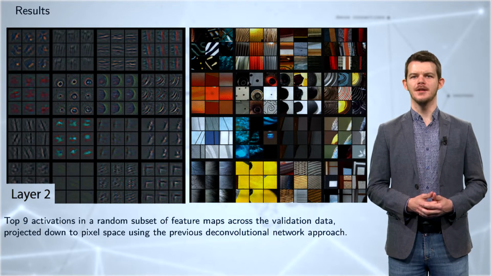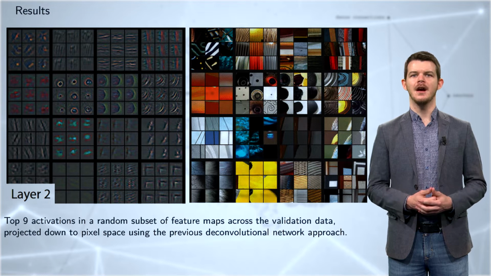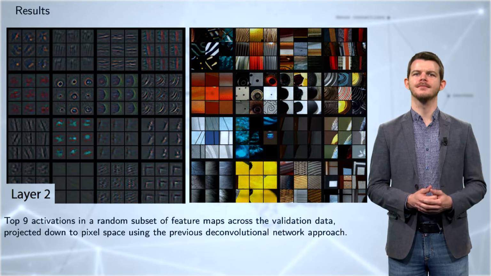Then, for each image, the DeConvNet approach is used to obtain a stylized image. These stylized images are displayed on the left. These stylized images are useful to understand what activates a feature map, what a feature map can detect.